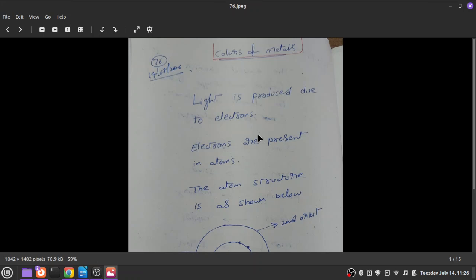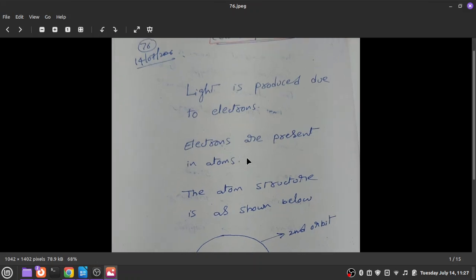We see that most of the metals will appear as silver gray, like silver. But some metals will appear as gold and other colors. Like say, if you say gold is a metal, gold will appear in yellow color. But very few metals will appear in different colors. Most of the metals will appear in silver gray color. Let us understand this.